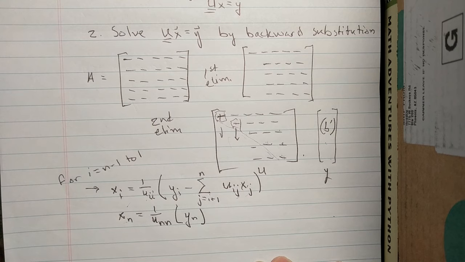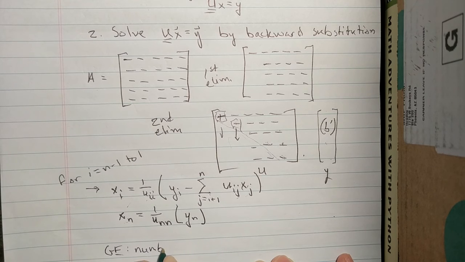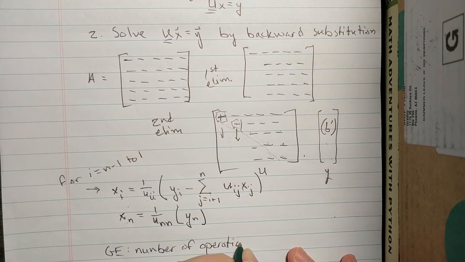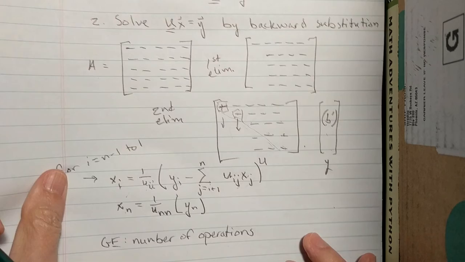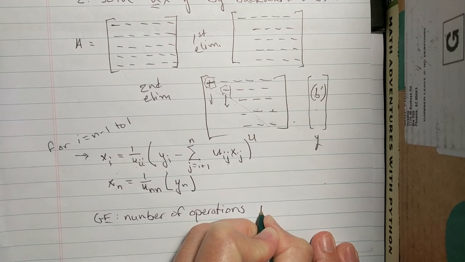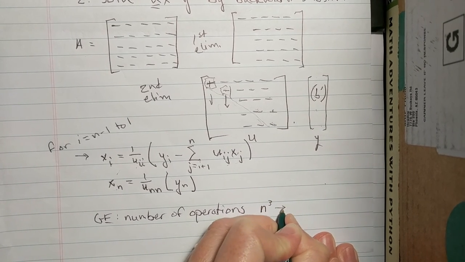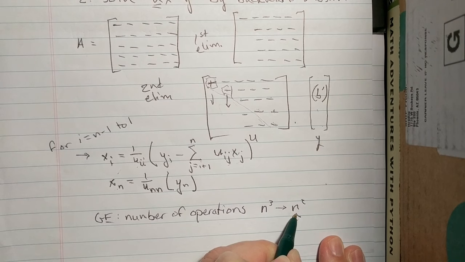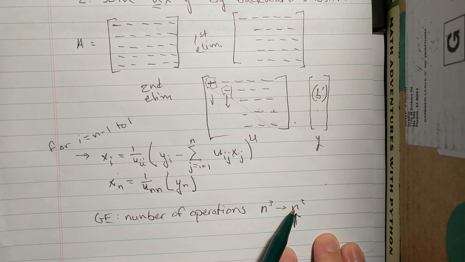The next segment will talk about how you actually do this in a computer. And I want to make a note right now about the number of operations in Gaussian elimination. If you look it up, you'll see it scales as n cubed, but it's not hard to get it to n squared. So for purposes of our class, direct solution techniques scale as n squared.